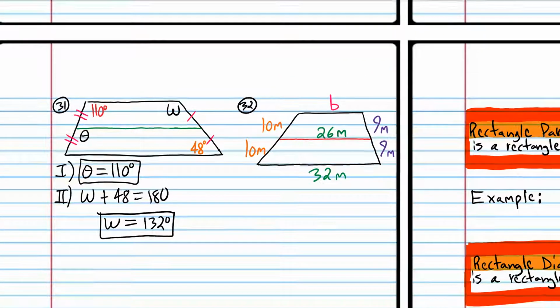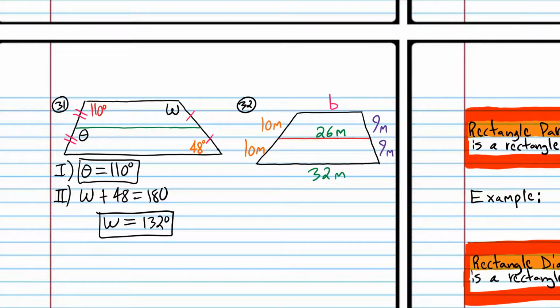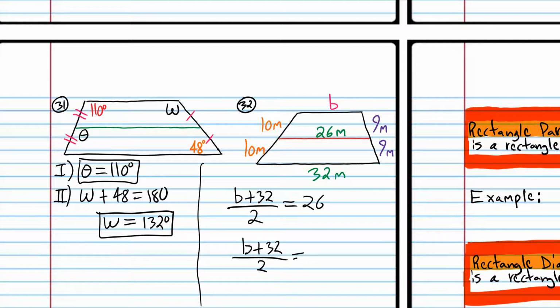All right, try number 32, and when you come back, we'll do it together. 32 is going to require a little bit more algebra. All right, so we know that the sum of the bases divided by 2 is equal to the length of the midsegment. And we want to get rid of that fraction. There's a number of different ways to do this, but I just like getting rid of the fraction first.